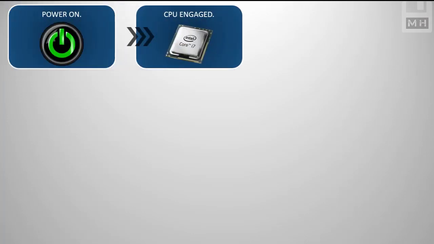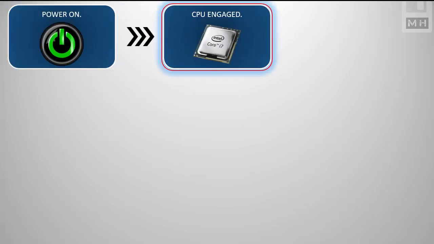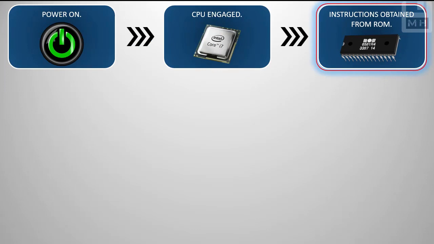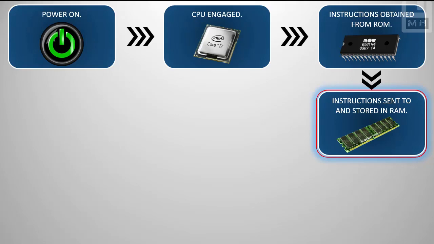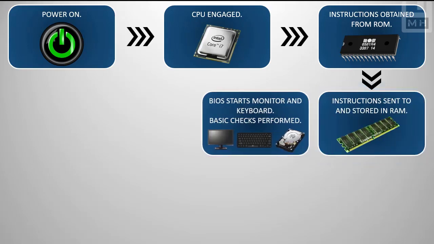Okay, so you've pressed the power on button. Fantastic. What happens next? Well, the next thing is the CPU then gets engaged. It's time for the CPU to work. What does the CPU do? Well, it accesses the ROM, the read-only memory chip, and it gets the instructions that are contained in that ROM, and it takes those instructions and puts them in RAM because it's going to need to access those as well as the rest of the computer.